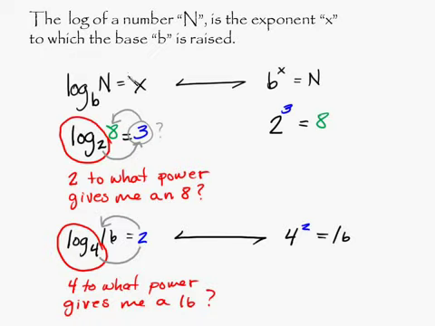Basically, all you're going to do is have a little arrow going from the b to this number here. And that basically equals this: b to the x power equals n. 2 to the third power equals 8. 4 squared is 16, right? You see, so it really is pretty simple.